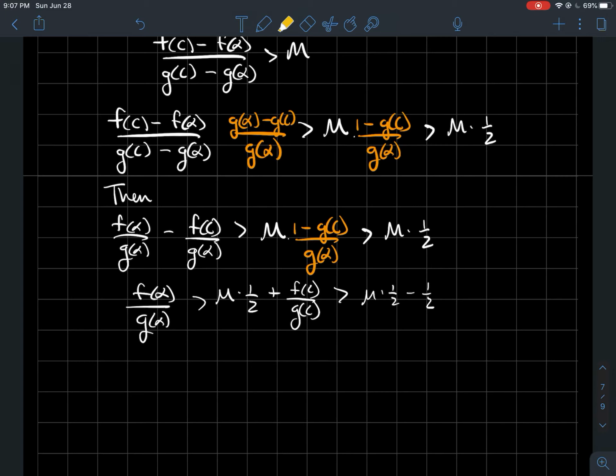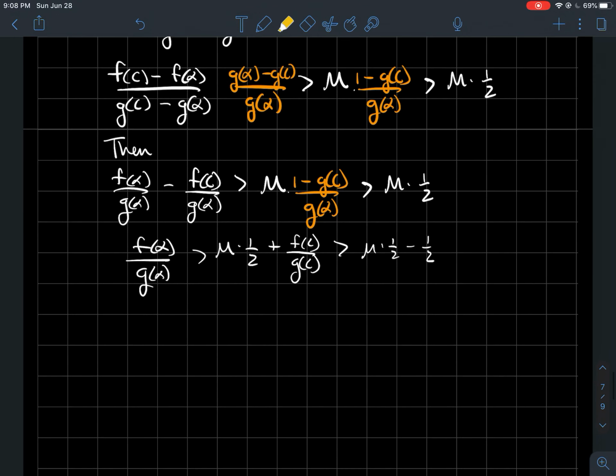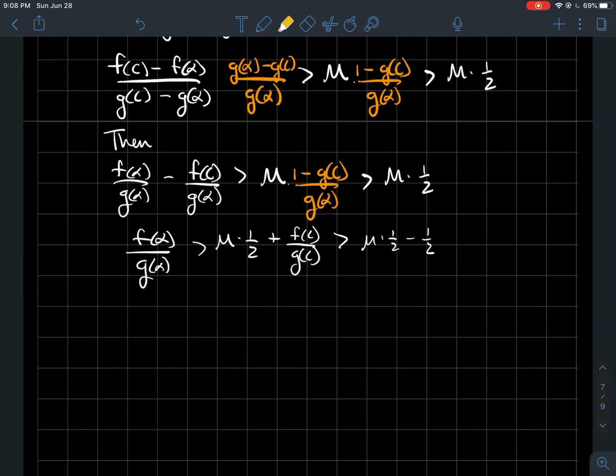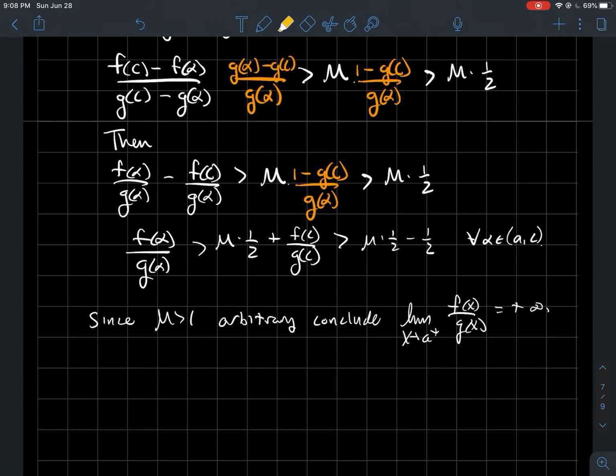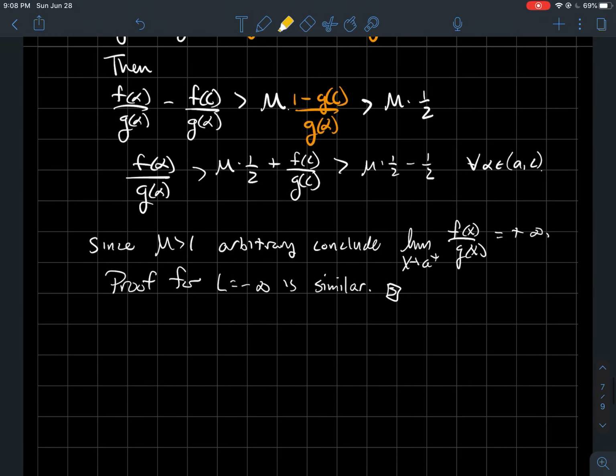And why is that cool? Well, what did we just show? We just showed that f of alpha over g of alpha is always bigger than 1/2 times m minus 1. So in particular, I can find alpha close enough to a to make sure that that fraction is bigger than your bound. So in other words, it's unbounded, so as you get close to a, this function becomes unbounded, therefore the limit of f over g should be positive infinity as well. And the proof when L is negative infinity is super similar.